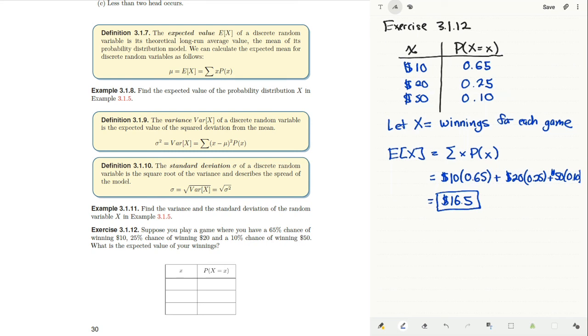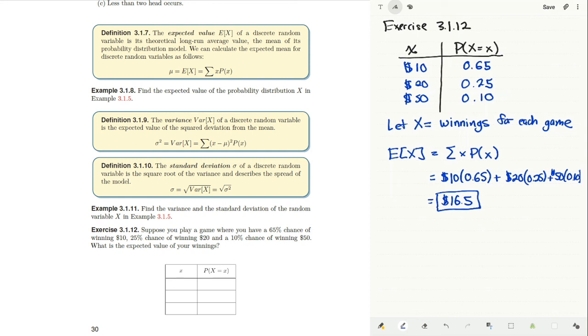Now let's suppose that we had to pay each time in order to play this game. So what is the most that you should pay in order to break even? Well, because the expected value is $16.50, which is our average winnings per game, then the most that we should pay in order to break even is $16.50. And this will conclude our lesson for this video.